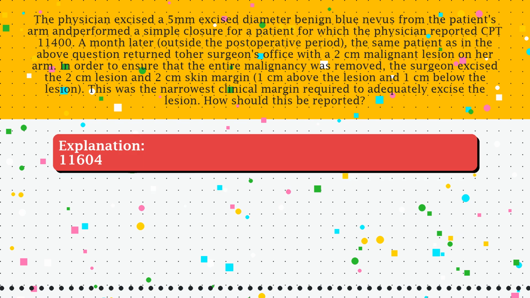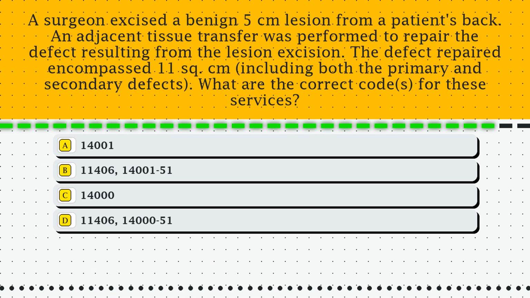Question 40. A surgeon excised a benign 5 cm lesion from a patient's back. An adjacent tissue transfer was performed to repair the defect resulting from the lesion excision. The defect repaired encompassed 11 sq cm, including both the primary and secondary defects. What are the correct codes for these services?